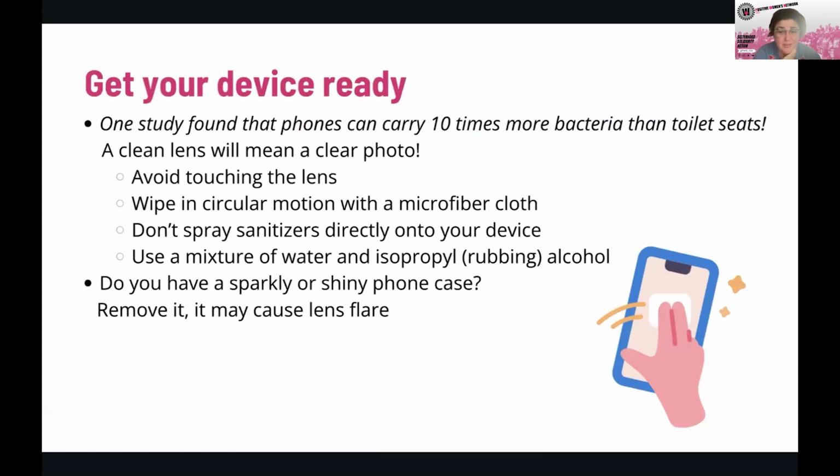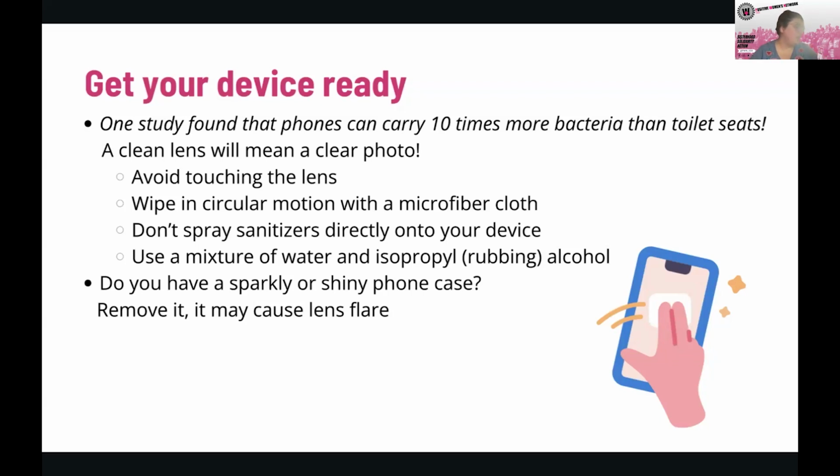All right, so first up, you want to get your device ready. Probably you're going to be using a smartphone. I'm sure y'all have heard that one study found that phones carry 10 times more bacteria than toilet seats. It's so gross. Phones are so dirty because they're in our hands all the time. So the first thing you want to do is clean it because a clean lens will mean a clear photo.